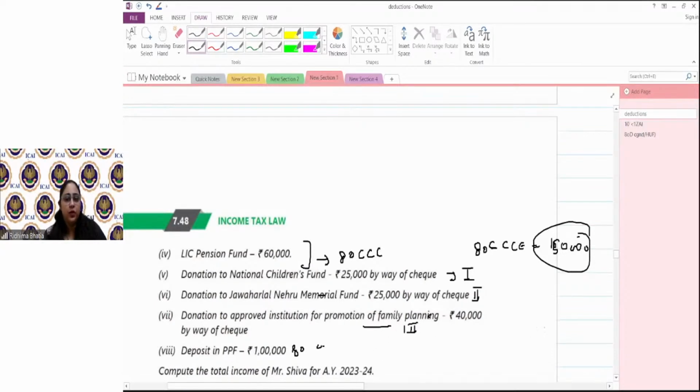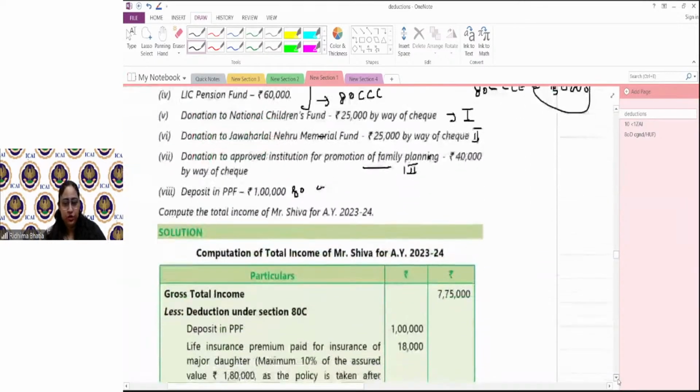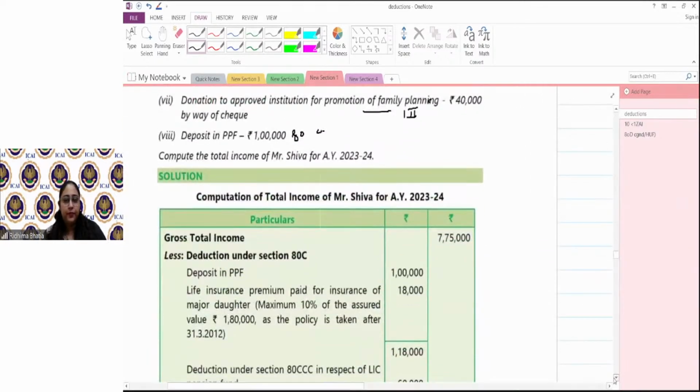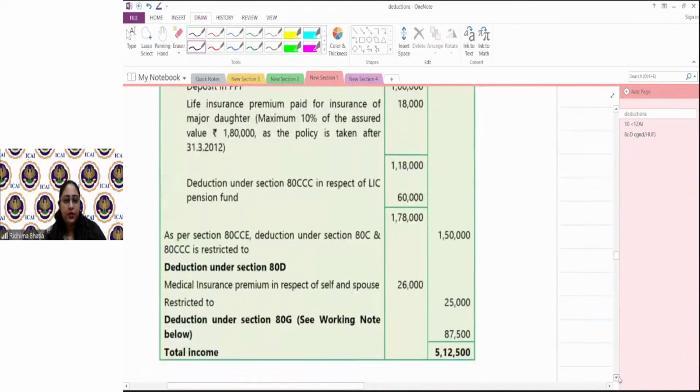And PPF is clear. Now let's talk about how to calculate the deduction of donations. Step up, let's see.